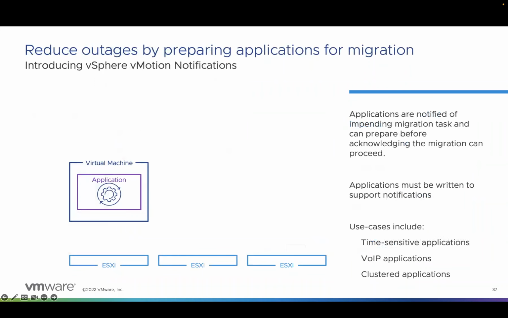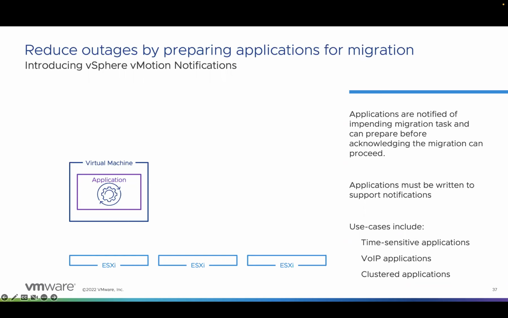Okay, so the next thing we'll look at is vSphere vMotion notifications. So we might take vMotion for granted. It works pretty seamlessly, and most applications are completely unaware that they're being vMotioned. But there are certain applications that can't tolerate the stuns, however brief they might be, with vSphere vMotion. So these applications can now be written to be migration aware or have little child applications written to be aware of the impending vMotion.